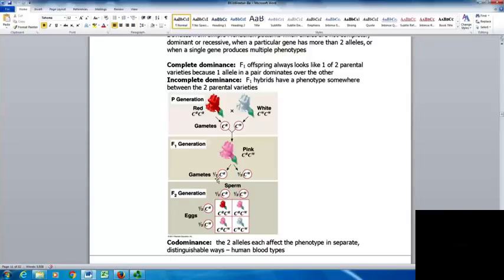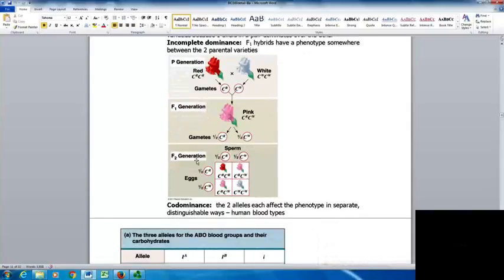The possible gametes from this pink flower, when we do self-pollination on the F1 generation, is going to be half of them being CR, half are CW. When we look at this F2 generation Punnett square, here you're going to get a 1 to 2 to 1 ratio. 1 that is red, 2 that are pink, and 1 that is white.